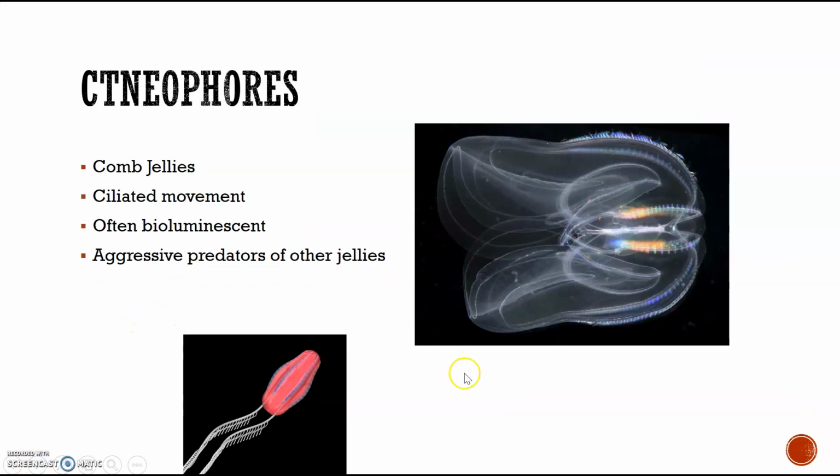Our ctenophores, all right, so these guys are called comb jellies. They used to be classified in with jellyfish and cnidarians, but we now know that they are a separate phylum. Right? They have cilia along their bodies that will beat and push the animal through the water. They are often bioluminescent, meaning that they can produce their own light, and they are aggressive predators of other jellies. Right? So you can see this is the open end of it. They will actually engulf other jellyfish.